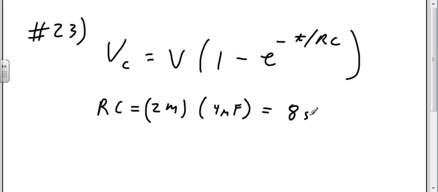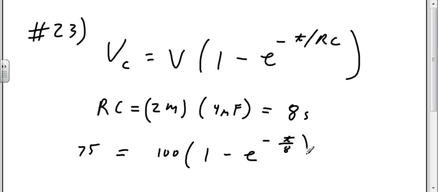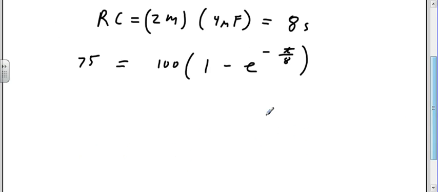I want to know the time. Okay, so when I have 75 on my capacitor and I'm heading up to 100, how long did it take for that to happen? 1 minus e to the minus t over 8. All right, well, that looks good. All right, so this goes on the other side. 3 over 4 is 1 minus e to the minus t over 8.